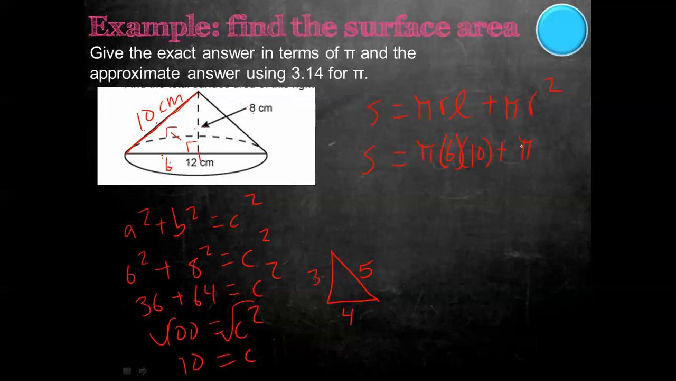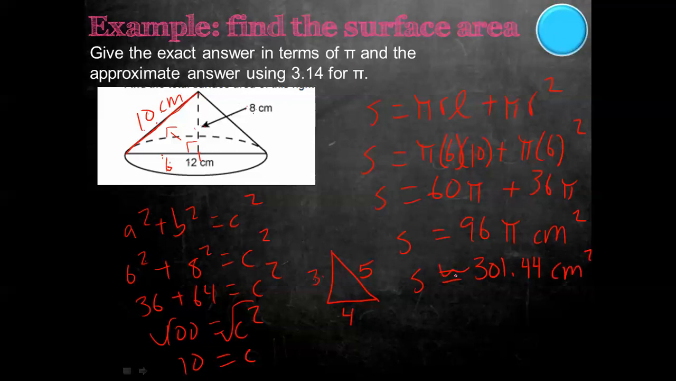And then pi r squared is going to be pi 6 squared. So now we have 10 times 6, which is 60 pi, and then 6 times 6, which is 36 pi. Then 60 plus 36 is 96 pi centimeters squared. So that's our exact answer in terms of pi. And then we're going to take our approximate answer. So we're going to take 96 times 3.14, and that's going to give us 301.44 centimeters squared. That's approximate. So those are our two answers. And that is the end of cone surface area and volume part 1.